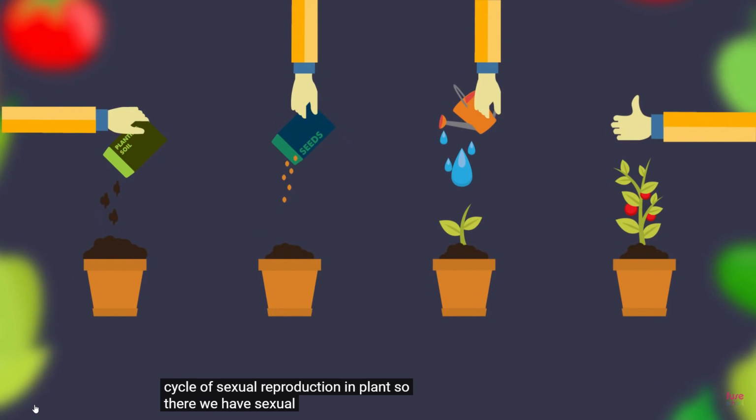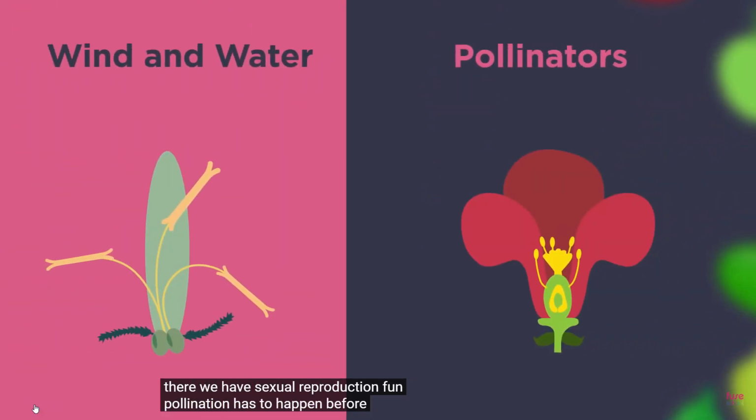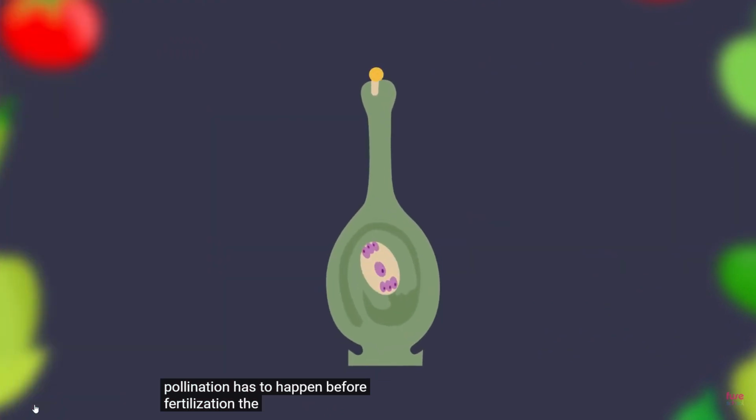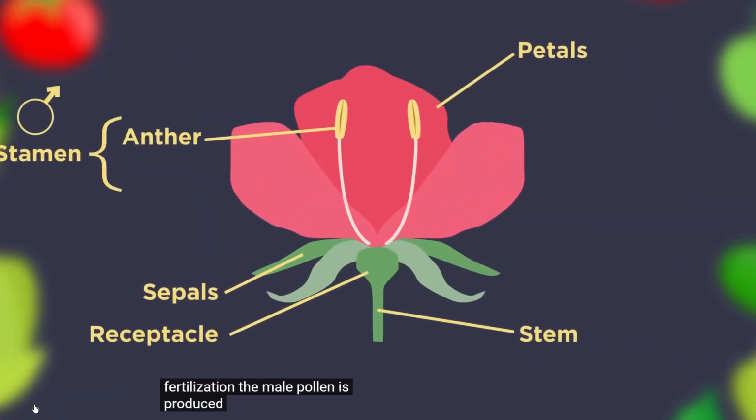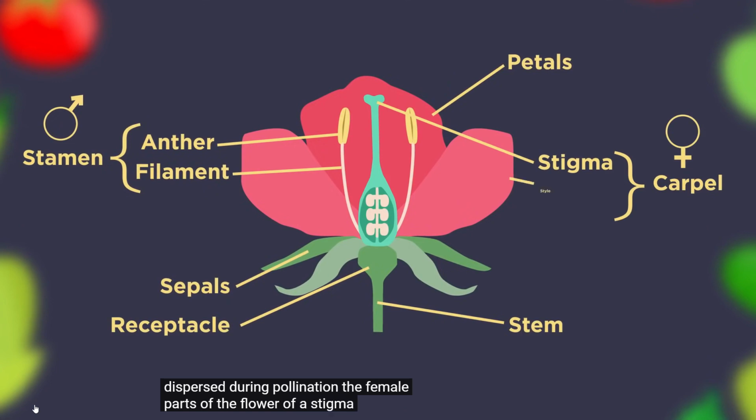So, there we have sexual reproduction in plants. Pollination has to happen before fertilization. The male pollen is produced in the anther, where it is then dispersed during pollination. The female parts of the flower are the stigma, style, and the ovary.